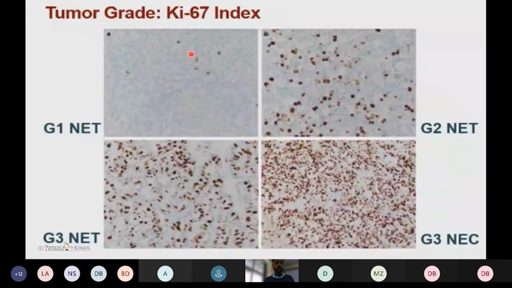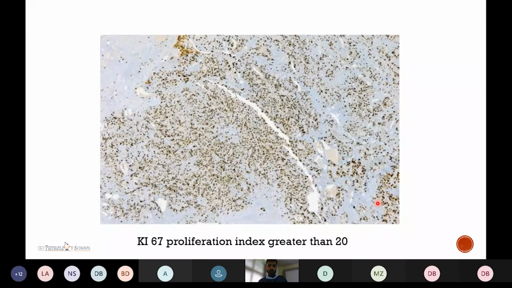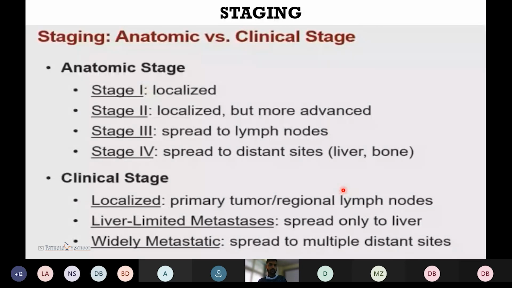Now this is the grading by Ki67, grade 1 showing less than 3. Then grade 2, 3 to 20 can be seen. Grade 3 neuroendocrine tumor, here you can see greater than 20, and grade 3 neuroendocrine carcinoma is much bigger. Positivity is seen. So it is a nuclear stain. It is very much greater than 20%. So these are all tumors, but this thing is a carcinoma. Again, the same thing, which is much greater than 20, Ki67 positivity.